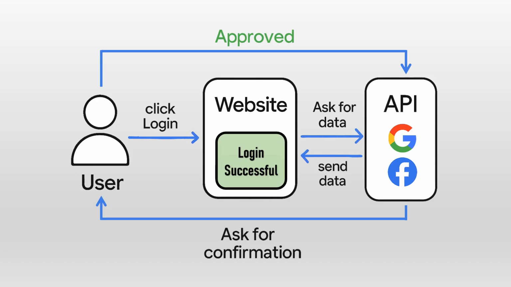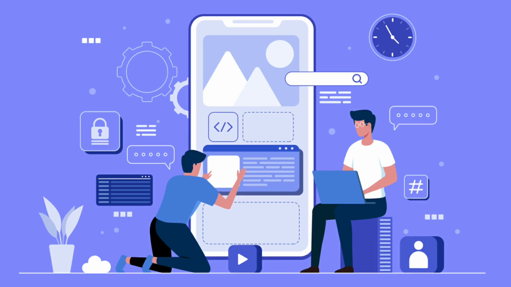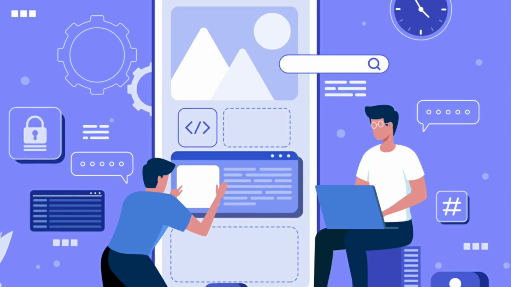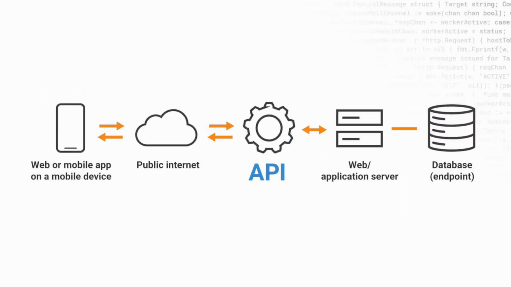APIs are super important because they save time and resources. Instead of building everything from scratch, apps can just use APIs to access features and data that are already available. That's how apps can do so much without being huge and complicated. They can just plug into powerful services with the help of APIs.